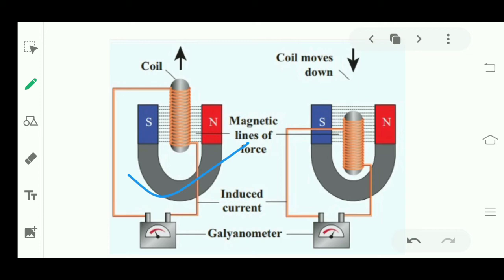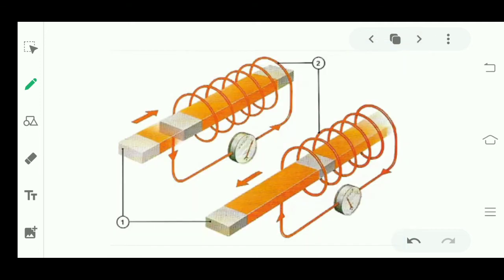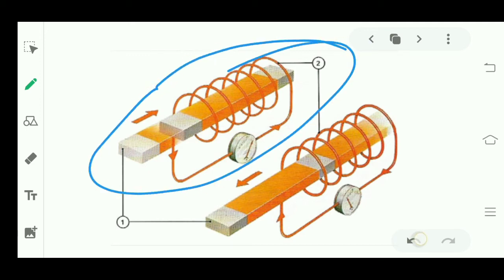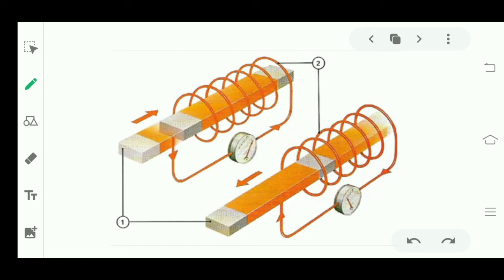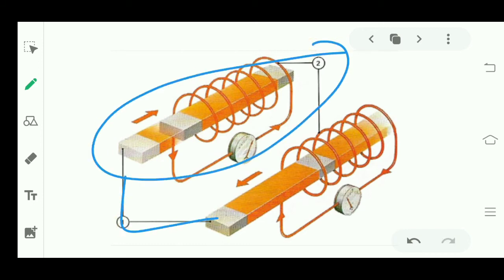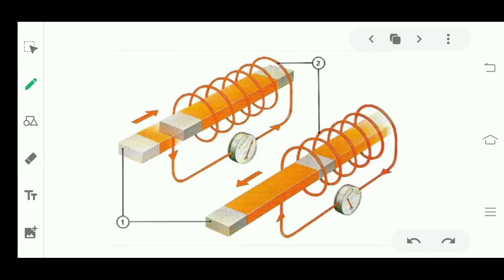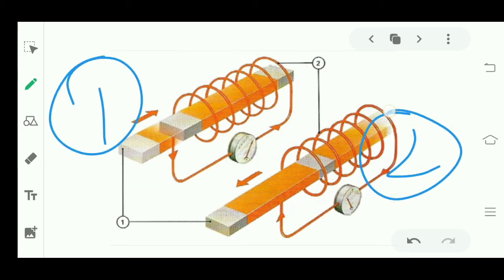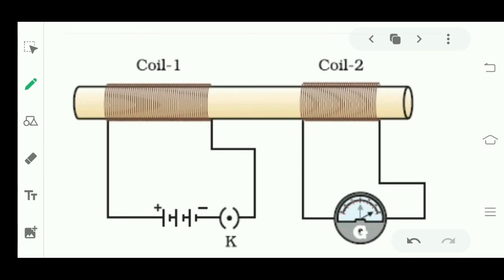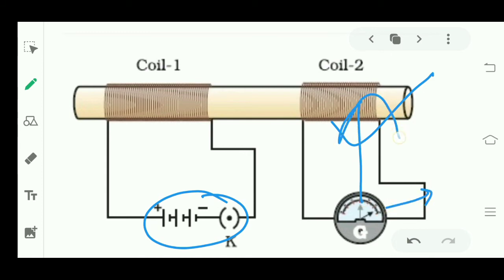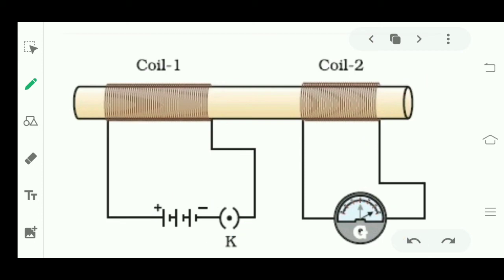Then what will happen? See here, I replaced a magnet with a coil and I connected both the coils. This is coil number 1 and coil number 2. So the setup would be like this. One coil is connected with a battery and one coil is connected with a galvanometer, in which we want to check the current. So from here, current will start flowing.